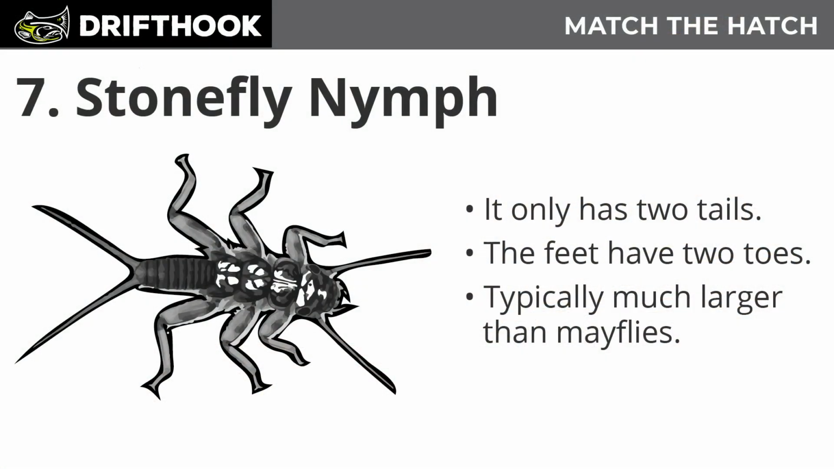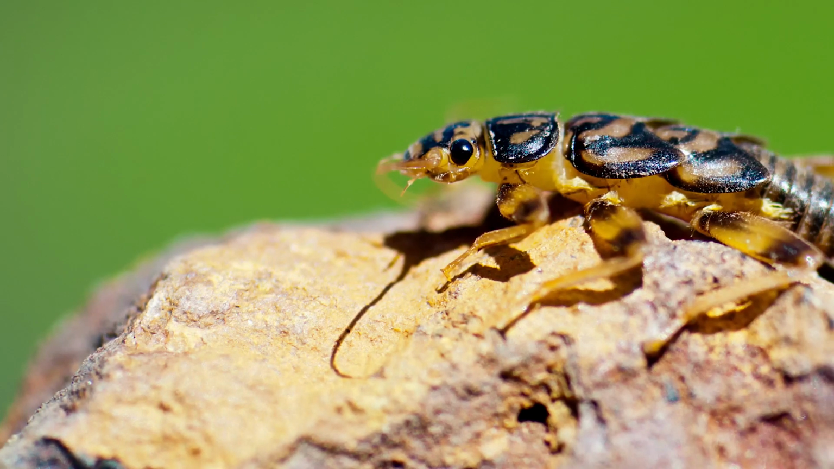The next is the Stonefly Nymph. We're not going to go into the annelids and the eggs because I think most people know what a worm looks like and most people know what an egg looks like. So we're going to finish today's lesson, or at least this portion of it, with the Stonefly Nymph.